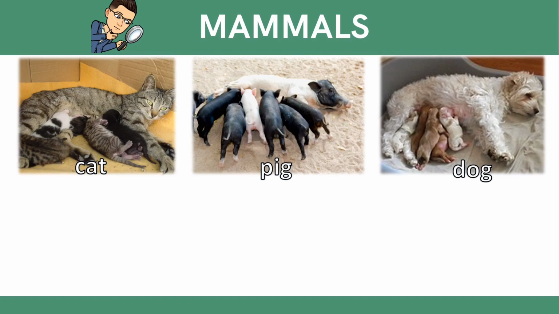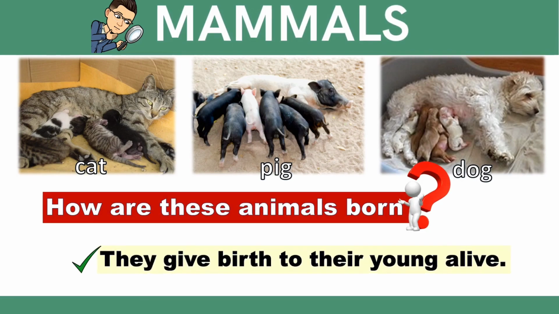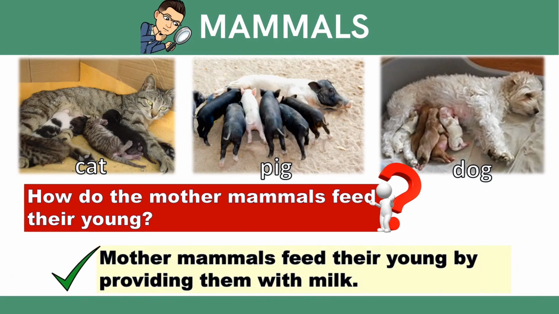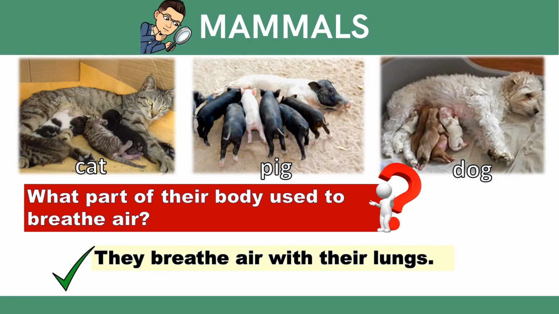How are these animals born? Are they hatched from eggs or born alive? Very good. They give birth to their young alive. How do the mother mammals feed their young? You're right. Mother mammals feed their young by providing them with milk. What part of their body used to breathe air? Are they using their gills or lungs? Correct! They breathe air with their lungs.